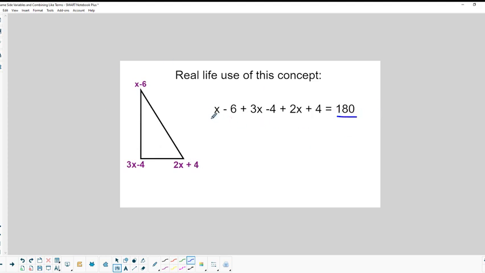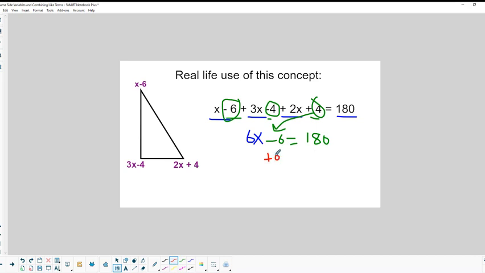Well, let's combine our like terms. X plus 3x is 4x. And 4x plus 2x is 6x. How about the constants? Minus 6 minus 4 is minus 10. And minus 10 plus 4 would be minus 6. And all of that equals 180 degrees. So I just basically combined the constants, and they added up to minus 6. I combined the variables and they added up to 6x. So now all I have to do is solve for x.